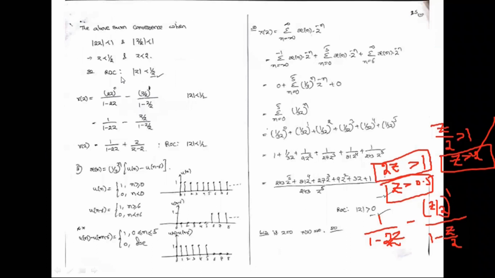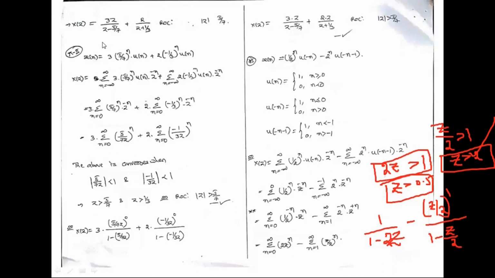So they simplified here. ROC is z is less than 1 by 2. Why is it taking z less than 1 by 2? Because both are in the negative powers. See here, we change that minus infinite to 0 and minus infinite to minus 1, u of minus n and u of minus n minus 1. Actually, here is wrong.